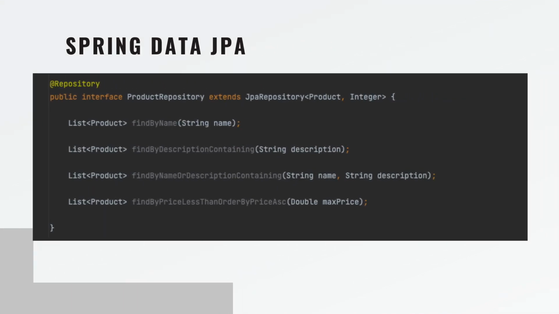The way this would work is just go to your repository level. You say what you want it to return, a list of products, and then you say findByName, and then you pass in the string name. And that's it. You don't have to write the SQL query. You don't need the @Query annotation. Spring Data will look at your method name and say, okay, this is what this person meant.